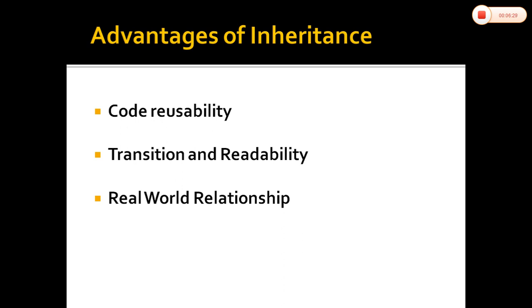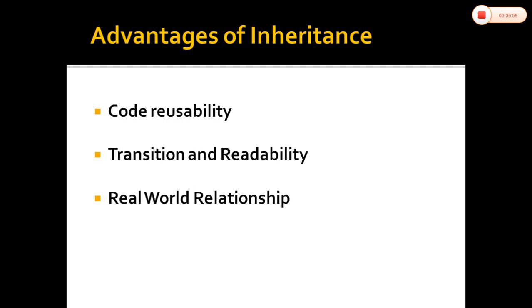Whereas the second advantage here is transition and readability. What is transition here? The process of changing from one state to the other state is a transition. For example, moving from child 1 to child 2 by taking the properties of either a parent or child 1 is called the transition process. And the code which we write will be very easy to understand, so we call it readability.